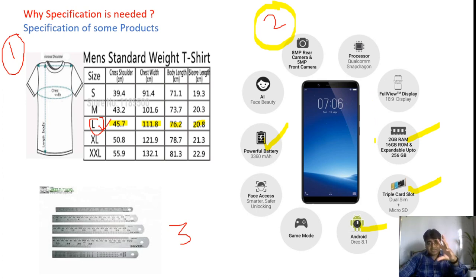So the specification is needed whenever you are going to purchase a product, whenever you are going to select any product, the specifications are definitely needed. Now you take a very simple example, that is the third example. Take scales. Now scales may be available with the size of 15 centimeter, with the size of 30 centimeter. It may be with various different materials. The material may be steel, it may be a plastic scale, it may be a wooden scale.